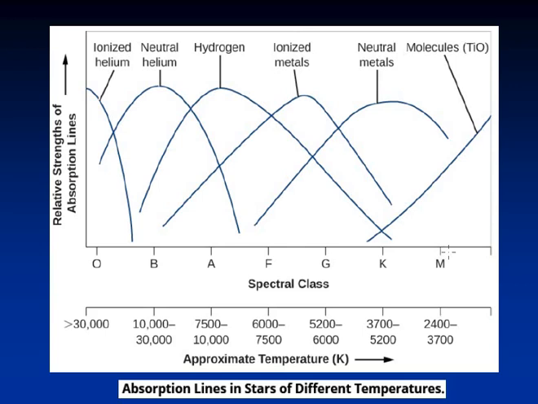In the coolest M stars, below 3500 Kelvin, the absorption bands of titanium oxide and other molecules are very strong. But you must remember that our sun is basically here. It is a G2 star. Okay.